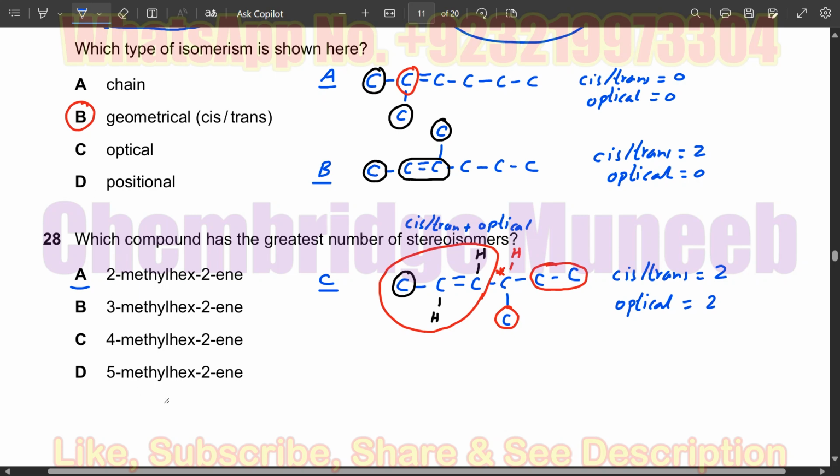Now about the last compound, D. It is again a sequence of 6 carbon atoms over here. There is a double bond at position number 2, and there is a methyl on position number 5. Now here cis-trans does exist because a methyl group is present here, and the whole part over here, and hydrogen over here, hydrogen over here. So cis-trans is there.